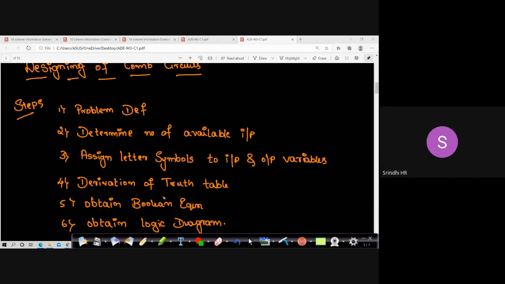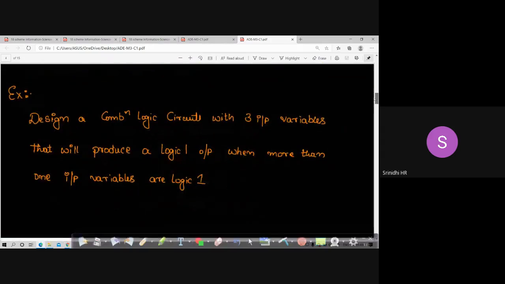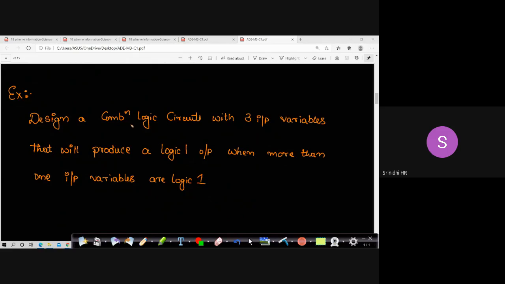Now let's take up an example so that we can understand this concept very clearly. The example goes like this: design a combinational logic circuit with 3 input variables that will produce a logic 1 output when more than one input variable is logic 1.